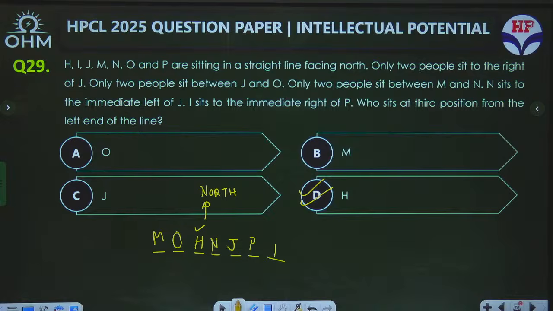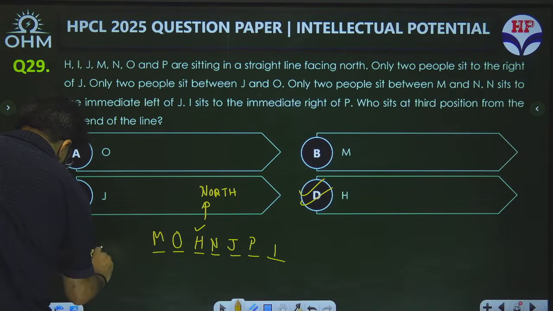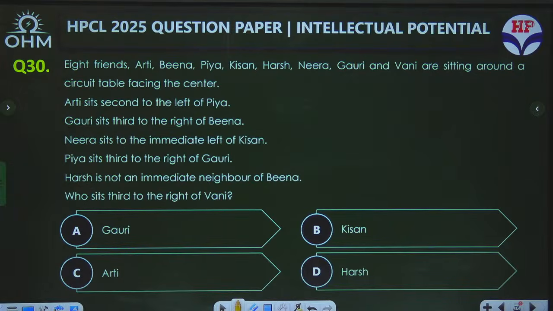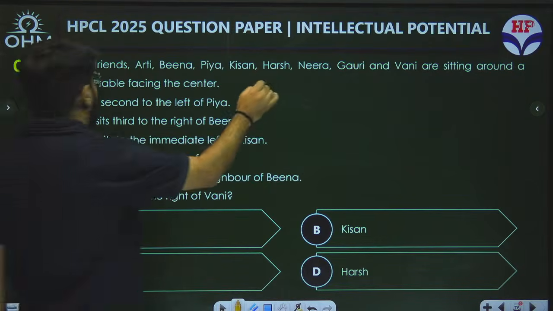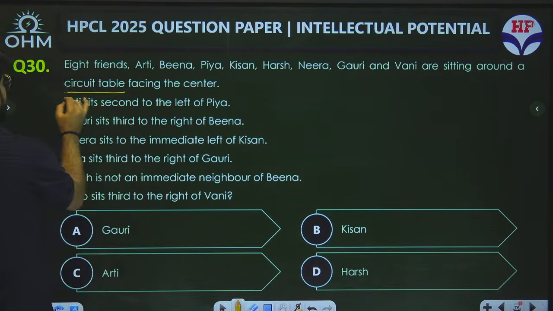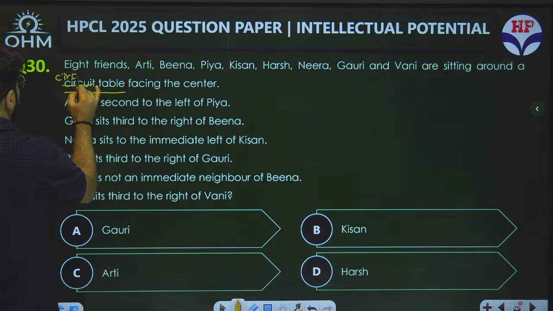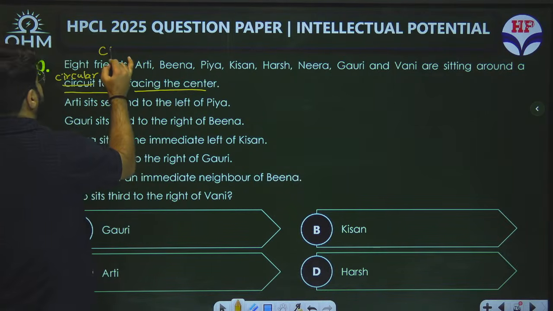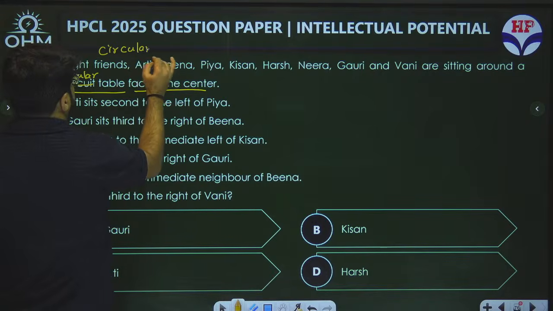Answer is H. Okay, linear arrangement. This question was with reference to linear arrangement. Now this is circular arrangement. They are sitting around a circular table. Not a circuit table, this is a typo error. Circular table facing the center. So next question is on circular arrangement.